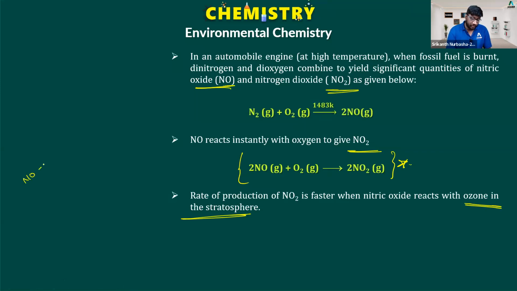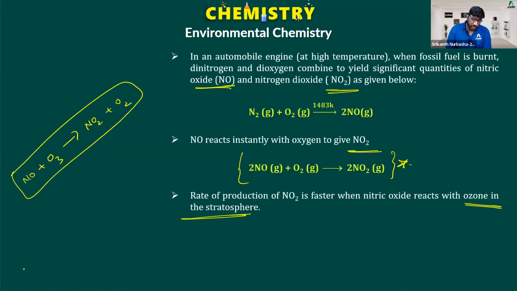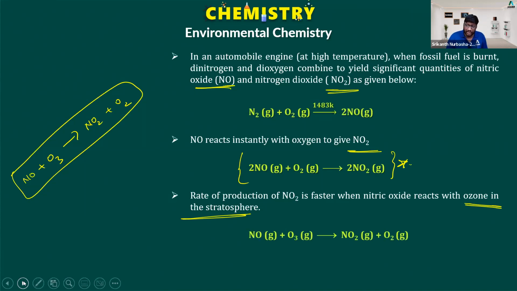Why is this reaction happening? NO plus O3 gives rise to NO2 plus O2. That reaction happens readily because O3 is a very powerful oxidizing agent. Why? Because in O3 we have a bent structure and repulsions are greater. So whenever O2 is formed, the bond order is 2, which is stronger and stable. That is why the oxygen is easily given up by O3, so it is an oxidizing agent. NO plus O3 gives rise to NO2 plus O2. This reaction happens easily in the stratosphere as well.